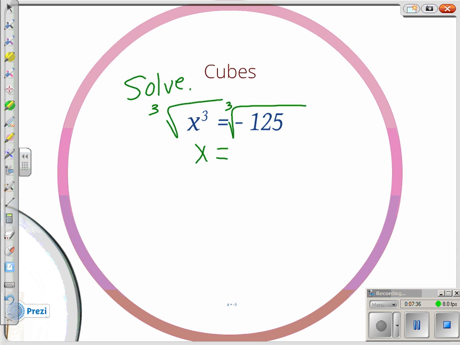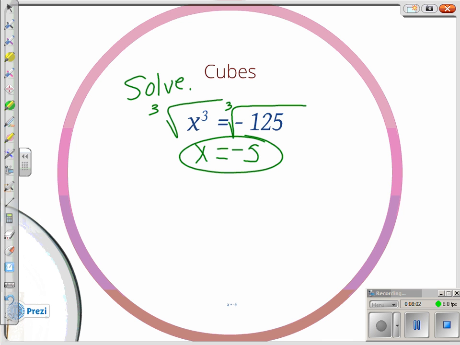So I have to think about, what do I multiply by itself to get 125? Well, I know that 5 times 5 is 25, 5 times 5 times 5 is 125, but this is a negative 125. So is that possible? It's not possible with square roots, but it is possible with cubed roots. So instead of a positive 5, our answer is going to be a negative 5, and I'll show you how to check that.